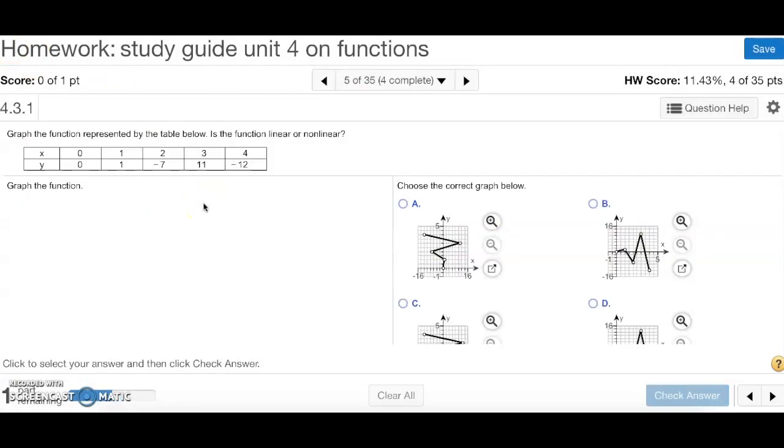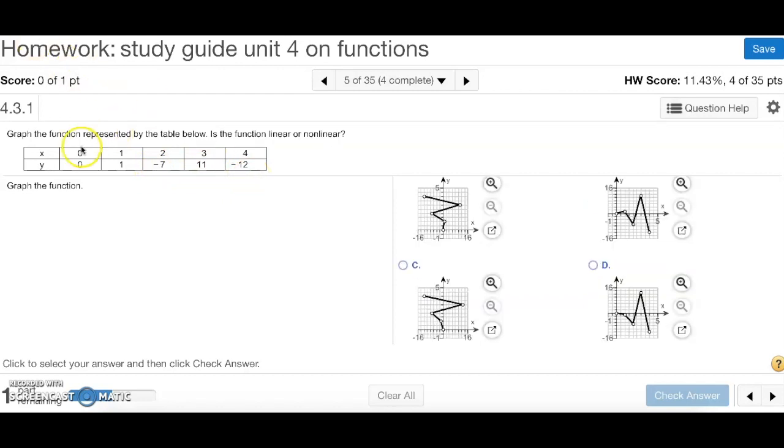Number 5. Graph the function represented by the table below. Is the function linear or nonlinear? Well, our x values are going up by 1. The y values are all different. This is going up by 1, this is going down by 8, and so on. So they're all different amounts, so it's not going to be linear.